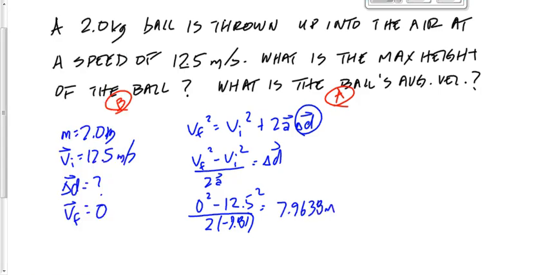Maximum height to 2 significant figures would be 8.0 meters.